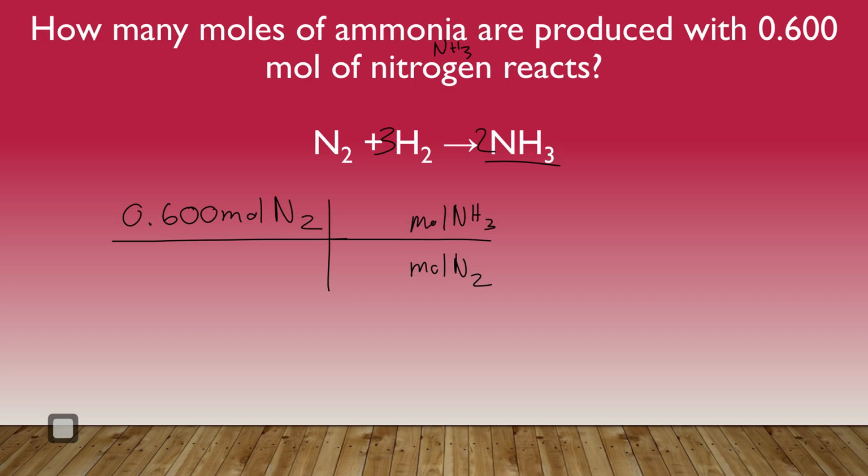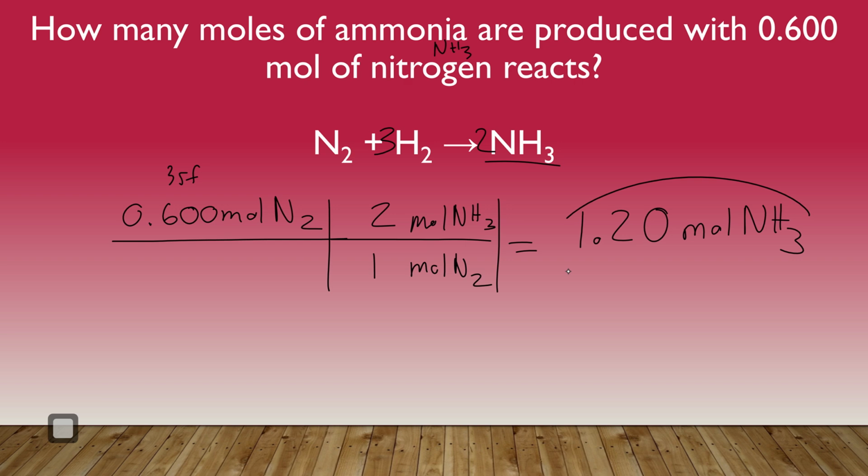I look at the coefficients. Ammonia's 2, nitrogen's 1. I just ignore the 3. I don't care. That's not involved. The mole ratio is supposed to be between two elements, or two compounds. And 0.6 times 2 would be 1.2, but I need 3 sig figs. So 1.20 moles of NH3. And that's it. I think that's where I'm going to stop with this video, just so we don't make this really, really long. But that's basically what we're looking at.